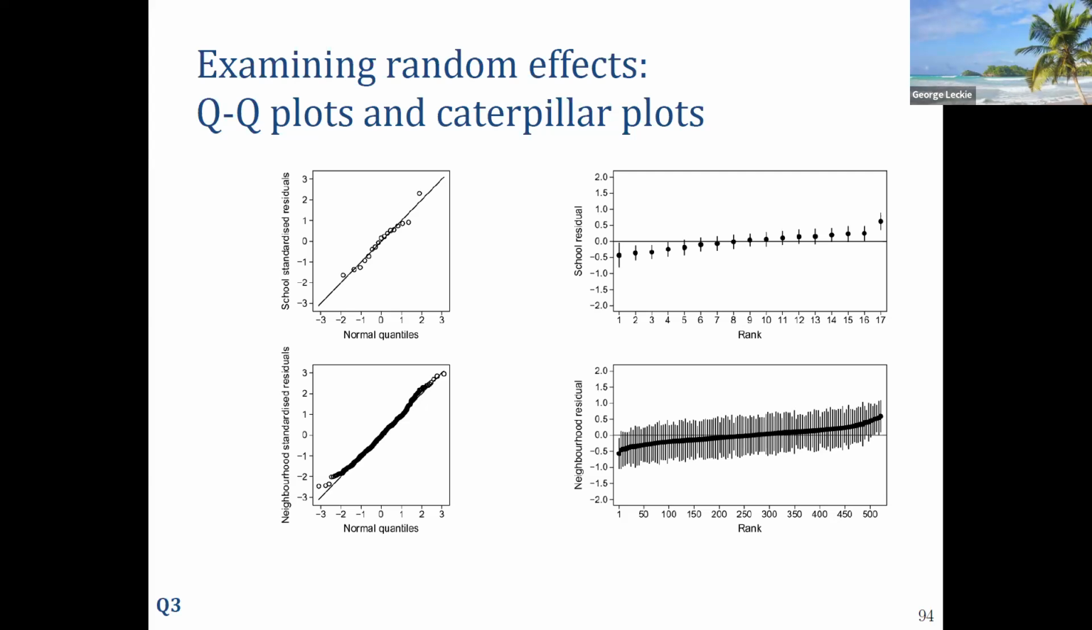So the top plot shows the 17 predicted school effects from the model, and we've put 95% confidence intervals on them. Those are tight confidence intervals, but each school is large, with many students. For neighborhoods, the variance is bigger in general, which means the point estimates vary more on the y-axis than the school ones. But individually, they're estimated less precisely because we've only got a couple of students per neighborhood.